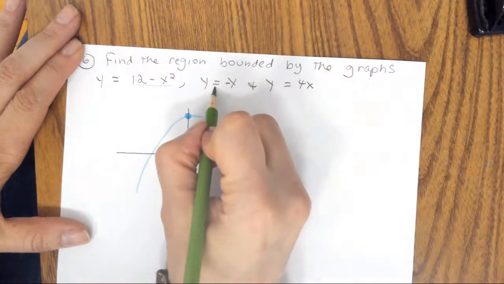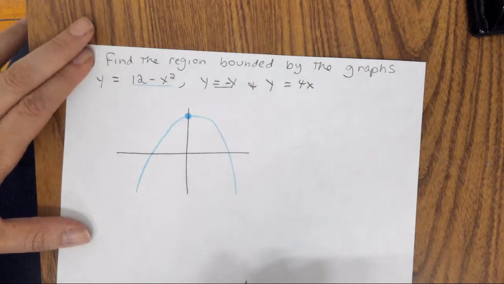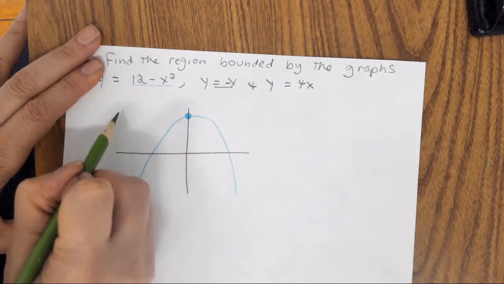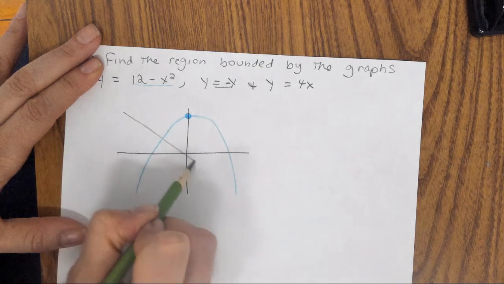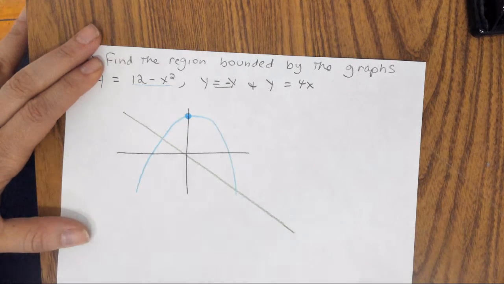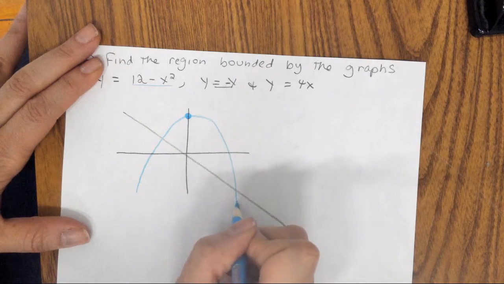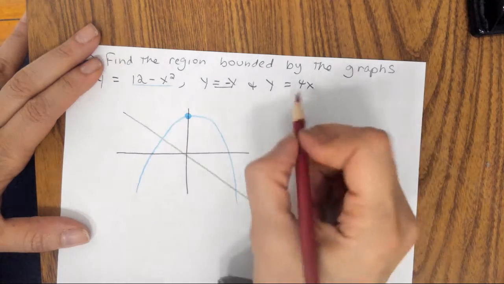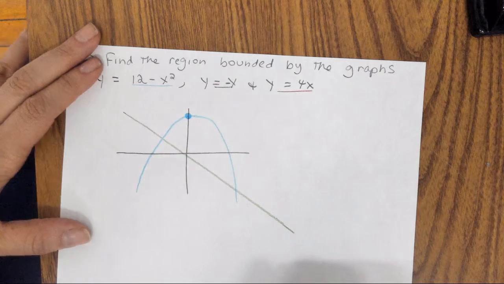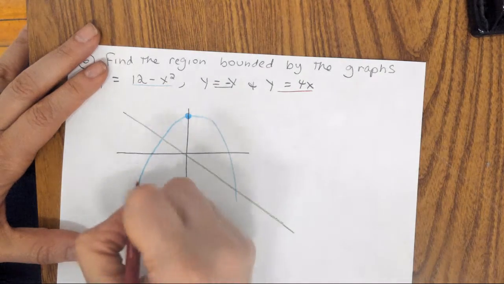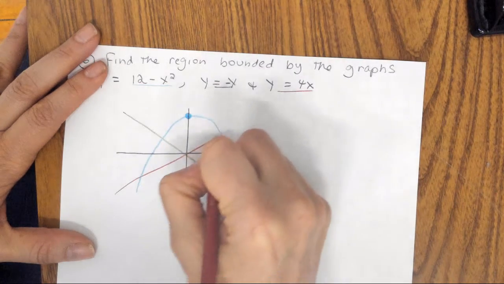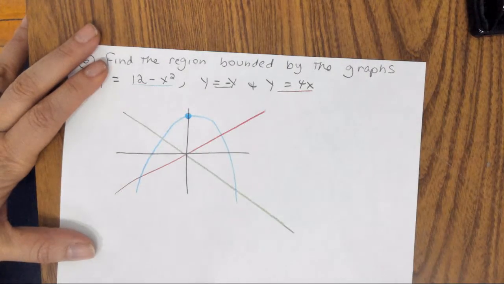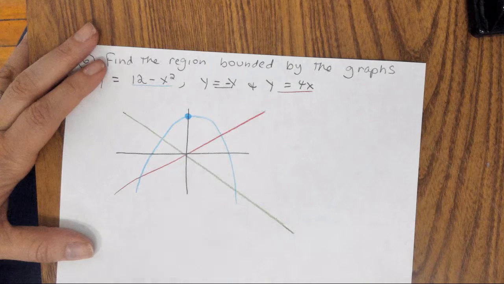And then I have the line y equals negative x. So I know that goes through the origin. I'll try to draw this as straight as possible. There we go. Bring this down a little. And then we have y equals 4x, so that's going this way. So I have a general sketch, which I'm able to do without any points just yet.